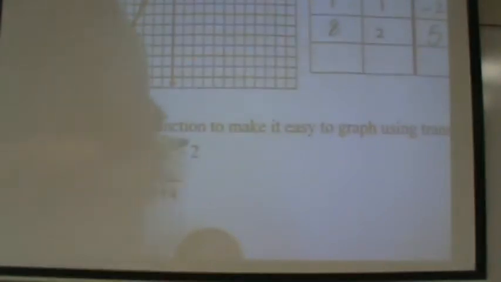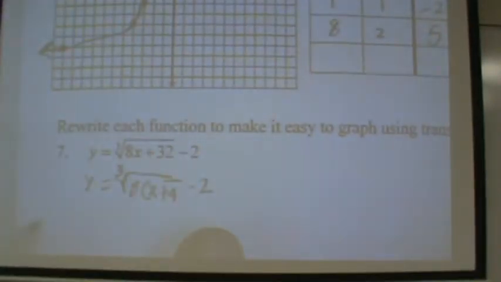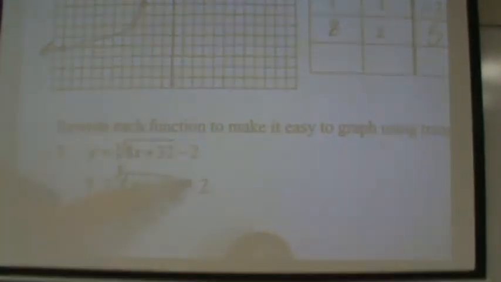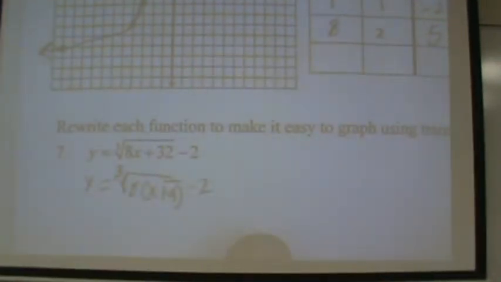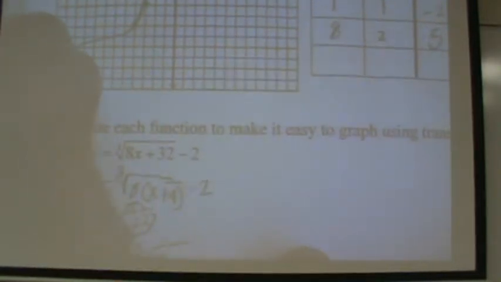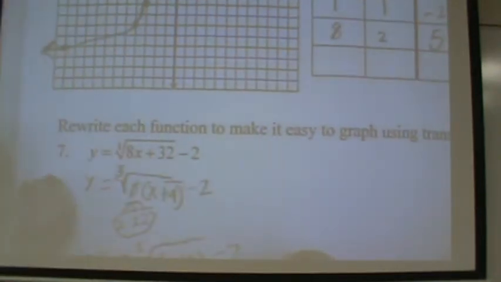Good. Minus 2. And then finish your parentheses, x plus 4. And since it's a cube root, you can take the 8 out. So say that: since it's the cube root, and since 8 does have a cube root of 2, you can take that out and make that into y equals 2 times the cube root of x plus 4, minus 2.